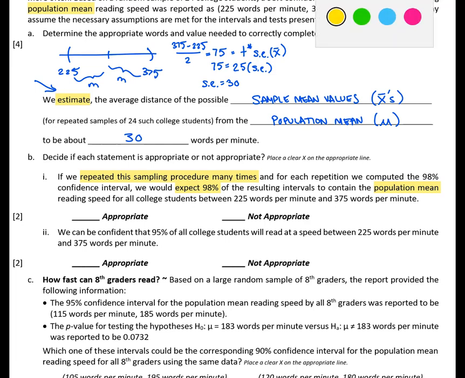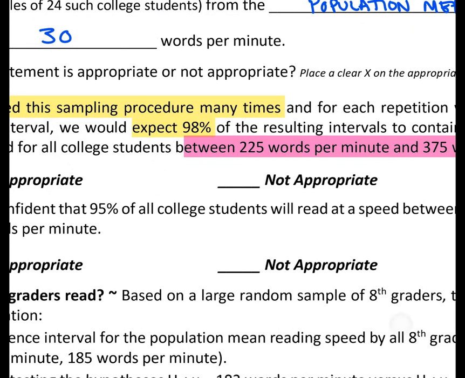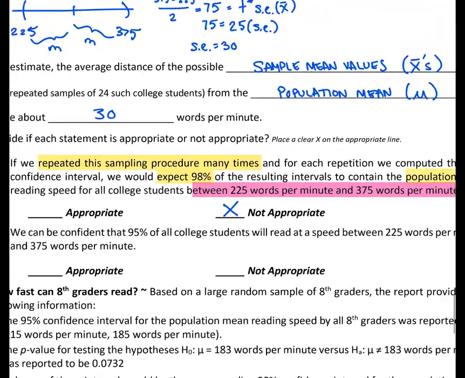The problem arises in the second half, the very end of the statement, when they list the specific interval, 225 to 375. We know that because we're talking about a confidence level, each new interval we create from sample to sample is going to vary. It won't be at the exact same spot. So we don't want to list a specific interval when interpreting a confidence level. So this statement is not appropriate.